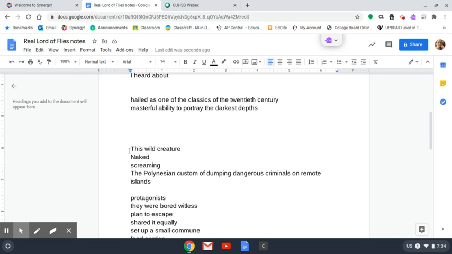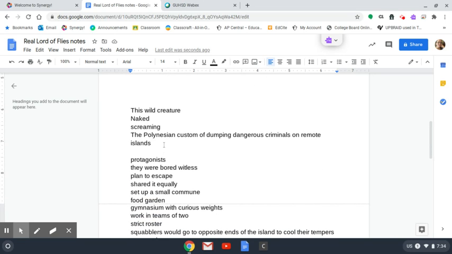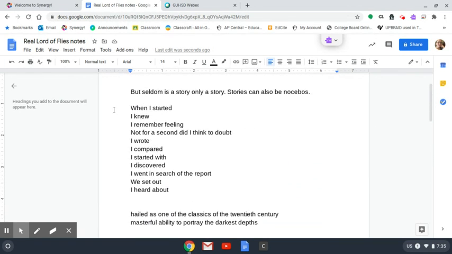Now, as I was pulling it out, I started creating these patterns. So I had quotes like this wild creature, naked, screaming, the Polynesian custom of dumping dangerous criminals on remote islands. These did not necessarily occur all together. I pulled them together because these all sort of describe the boys in very negative terms. I know all these first persons come scattered all throughout the piece, but as I was taking notes, I pulled them all together so that I had them all in one place and I could start building a pattern.